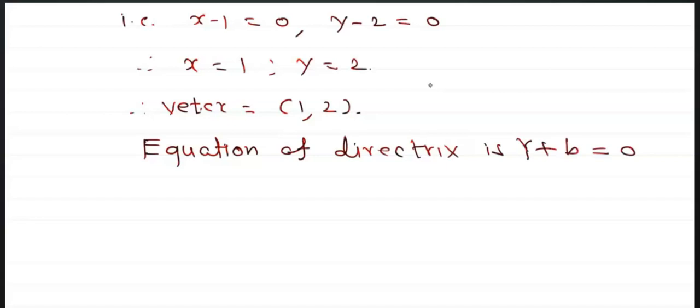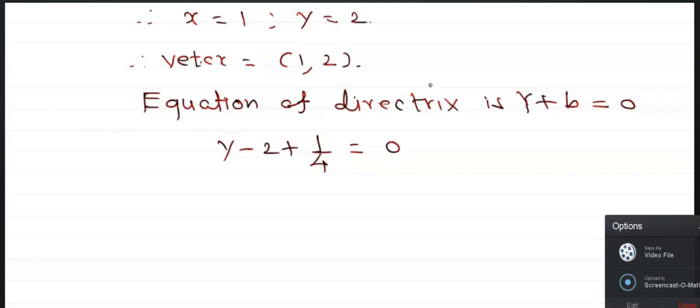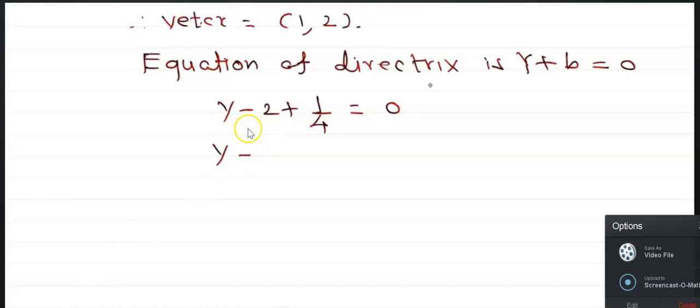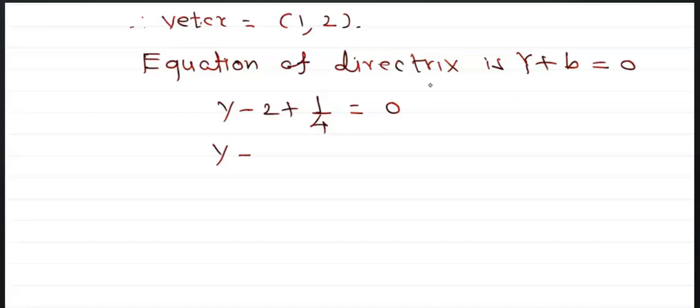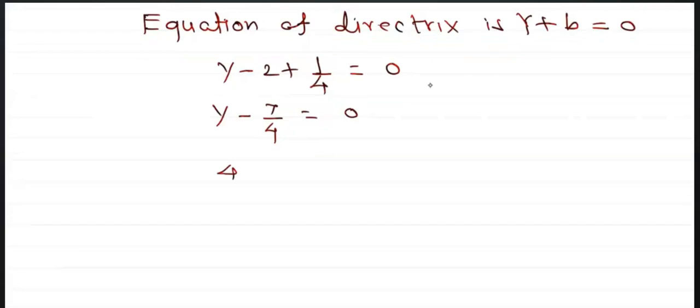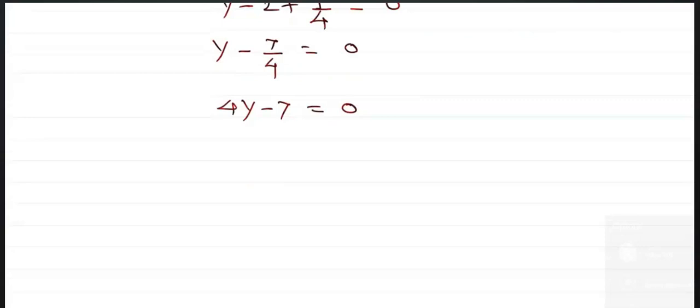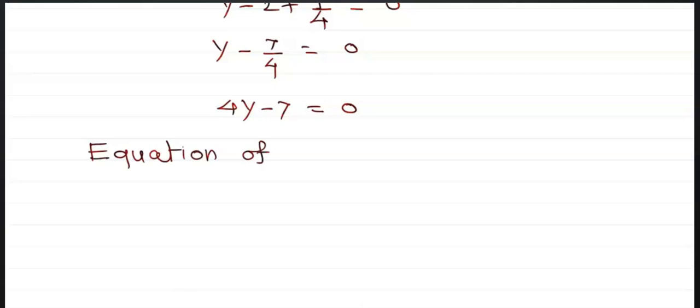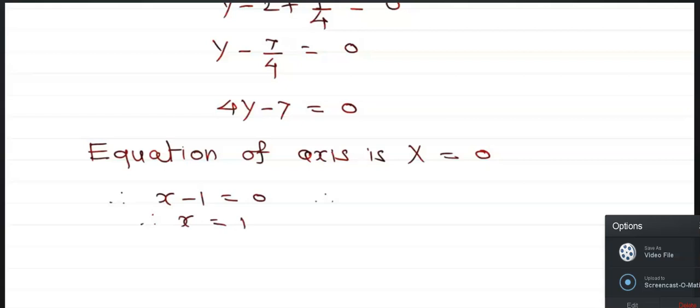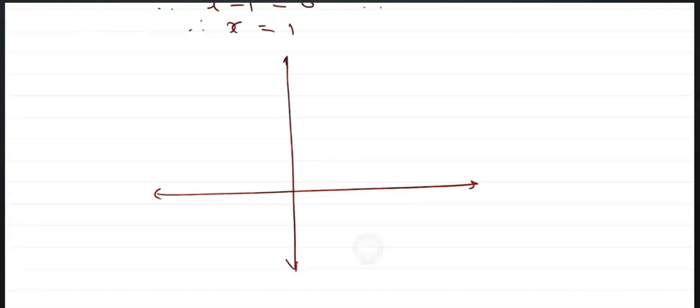Therefore, equation of the directrix is capital Y plus b is equals to 0. That is y minus 2 plus 1/4 is equals to 0, and that is nothing but y minus 7/4 equals to 0. Therefore, 4y minus 7 is equals to 0. Equation of axis is capital X is equals to 0, but what is capital X? Capital X is x minus 1 is equals to 0, therefore x is equals to 1. Now, what type of parabola is it? It is of this form.